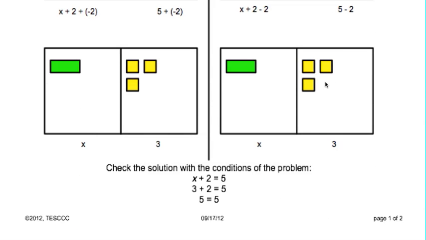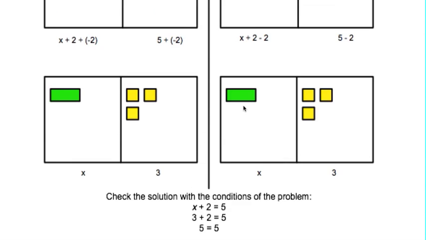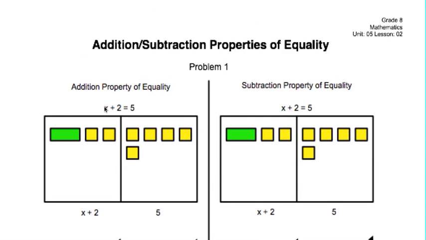X equals 3. Now we need to check it out to see if it works. We go back to the original problem and substitute our value for x to see if it works. Does 3 plus 2 equal 5? We see that either adding a -2 or subtracting 2 to both sides will work.